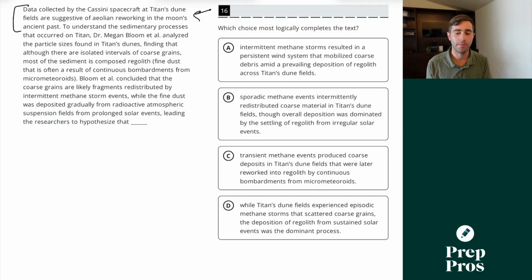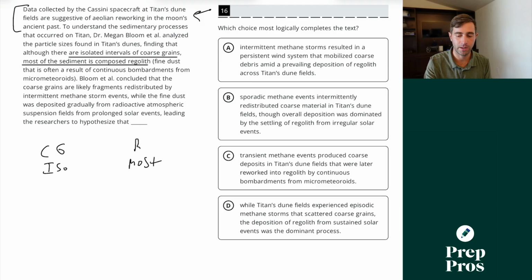To understand the sedimentary processes that occurred on Titan, Dr. Megan Bloom et al. analyzed the particle sizes found in Titan's dunes, finding that although there are isolated intervals of coarse grains, most of the sediment is regolith. So we know the coarse grains are isolated, and we're seeing that most of the sediment is regolith. We define what regolith is, so that's always something we could mentally note or write down if we want.